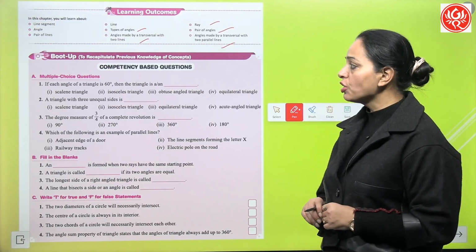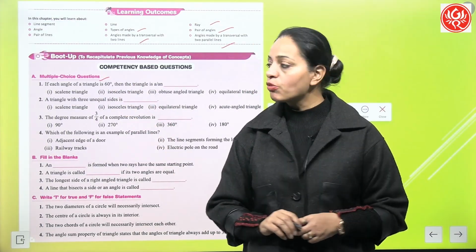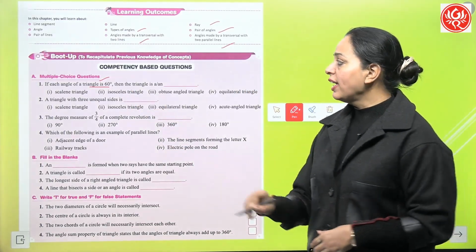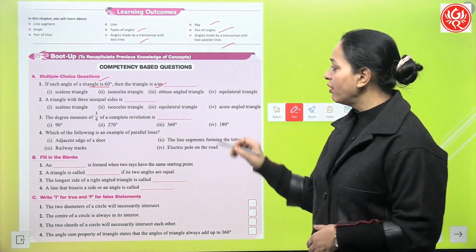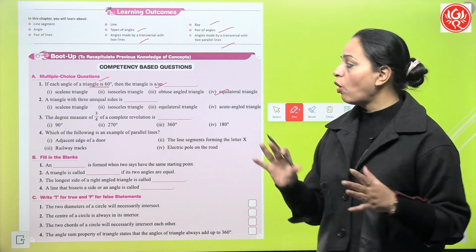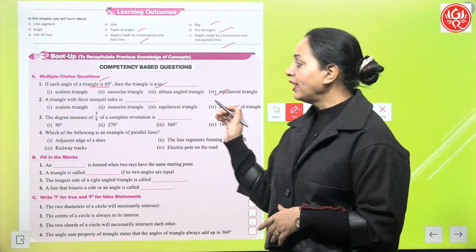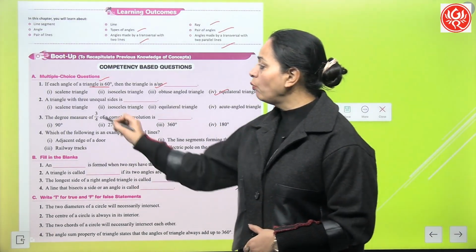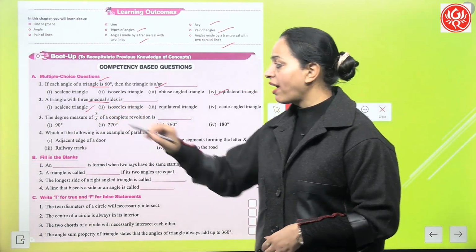Now, let's recapitulate previous knowledge of concepts. Competency based questions. A part, multiple choice questions. The first one, if each angle of a triangle is 60 degree, it means the triangle is an equilateral triangle, because we know in an equilateral triangle all the sides and all the angles are equal and each angle is 60 degree. The second one, a triangle with three unequal sides is a scalene triangle.